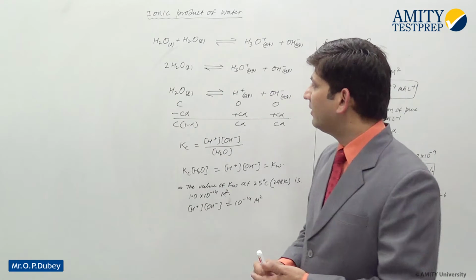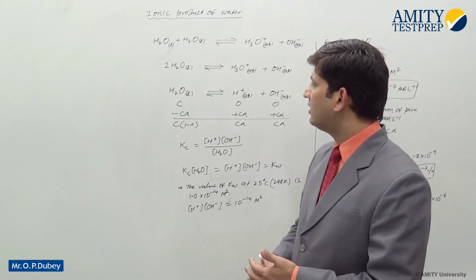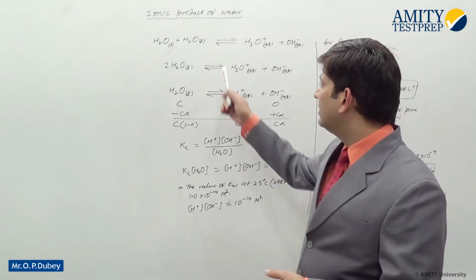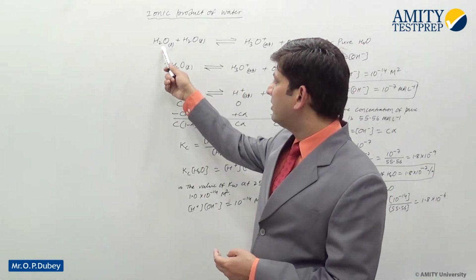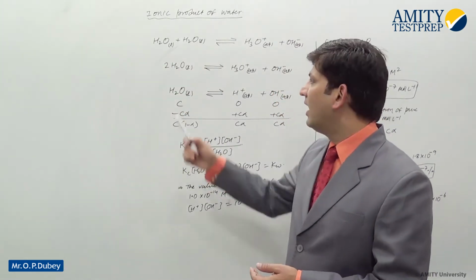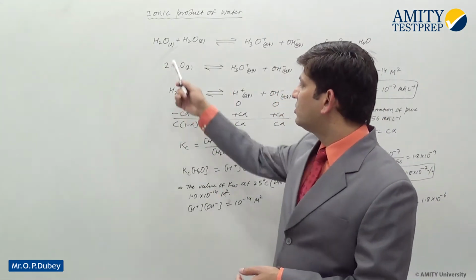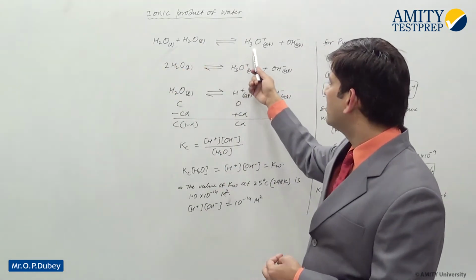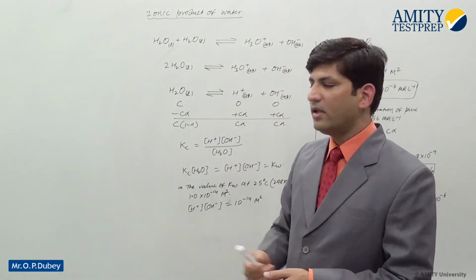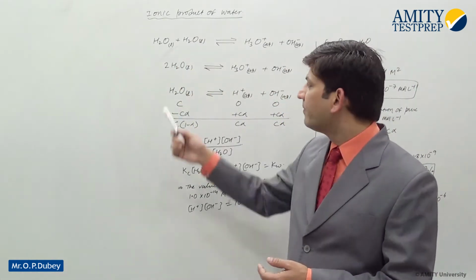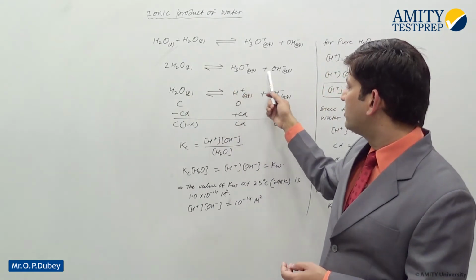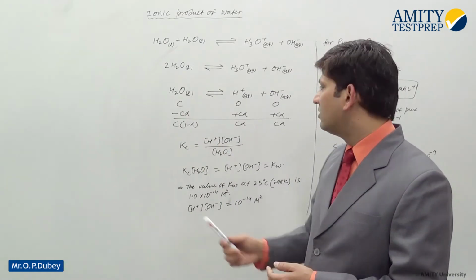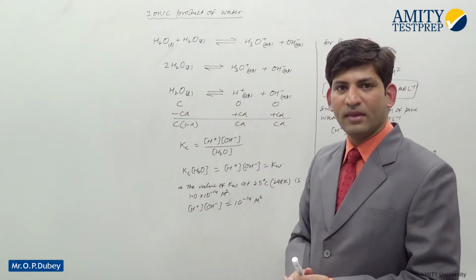Water in solution dissociates, which is also called the autoprotolysis of water. In this equation, water itself acts as an acid as well as a base. This H2O accepts an H positive ion from the other water and forms H3O positive and OH minus. This equation can also be written as 2H2O gives H3O positive and OH minus, and it can also be written as H2O gives H positive and OH minus.